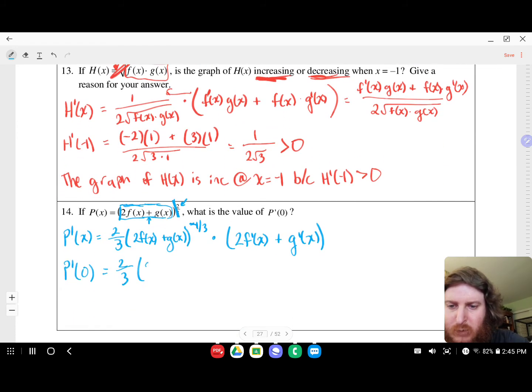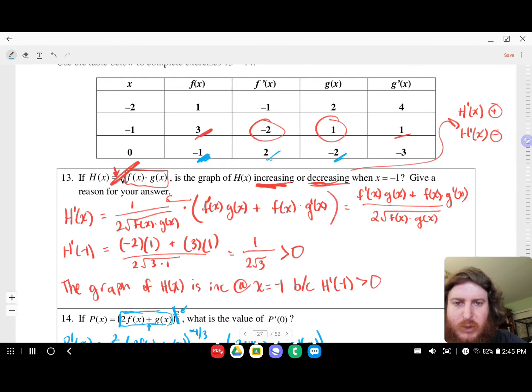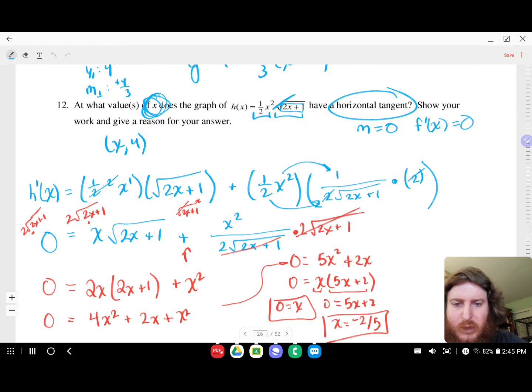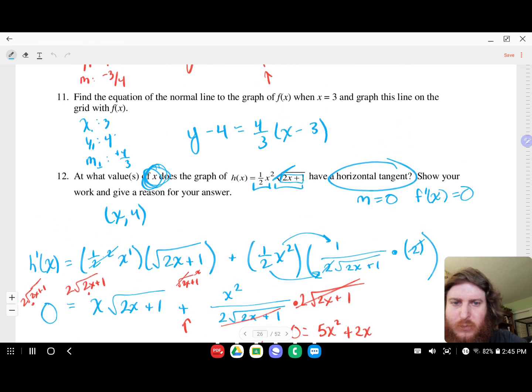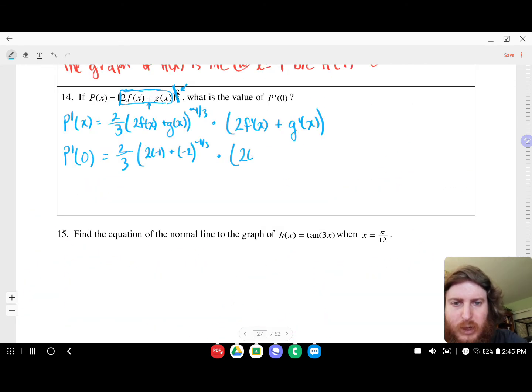So 2 times negative 1, and then plus negative 2, or minus 2, however we want to write that, to the negative 1/3 power, times 2, now we need the f prime and the g prime. So f prime is 2, g prime is negative 3. So 2 times 2, right? And then plus negative 3.